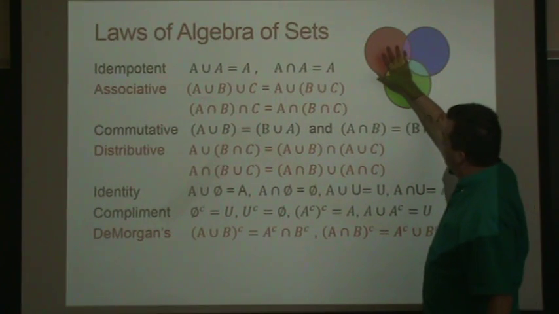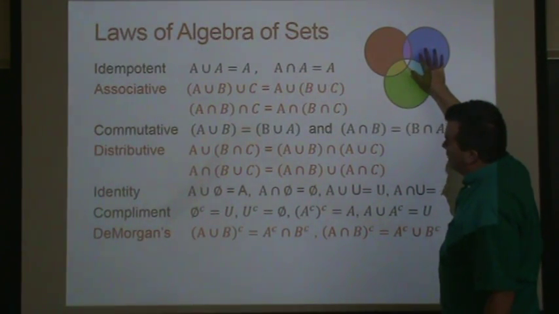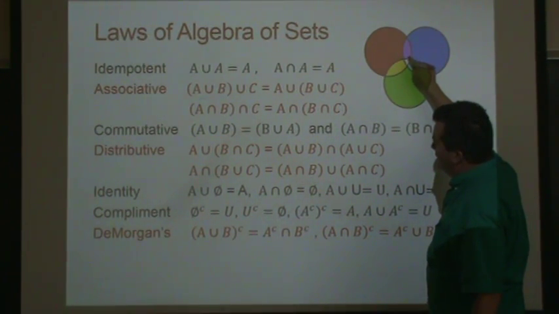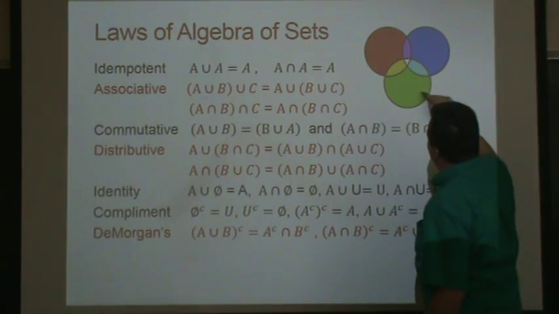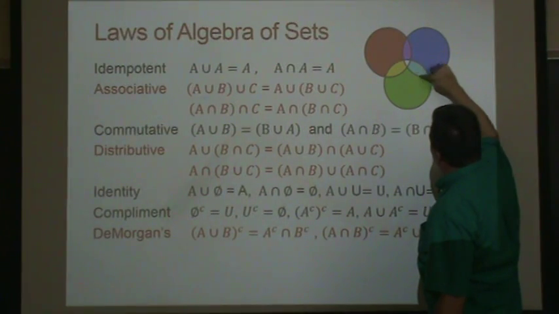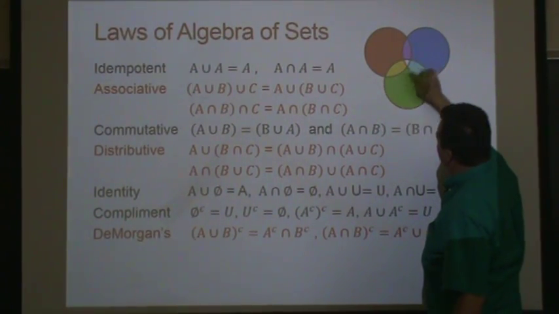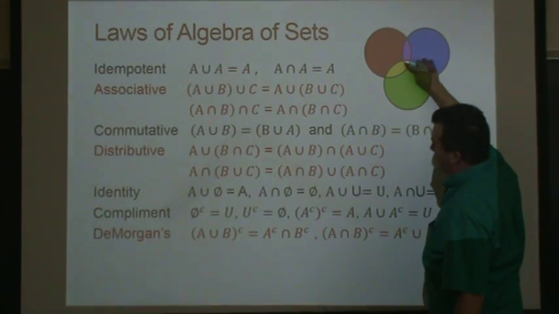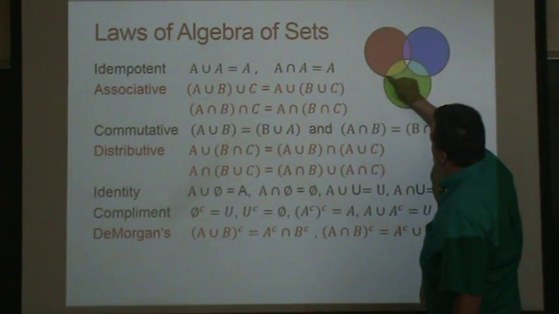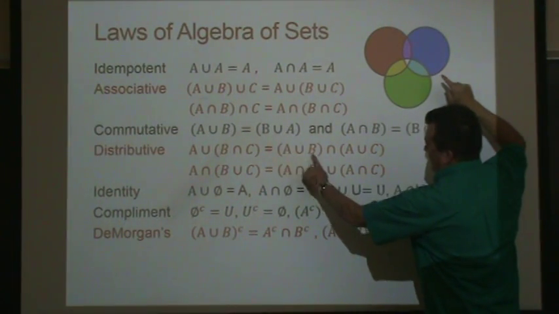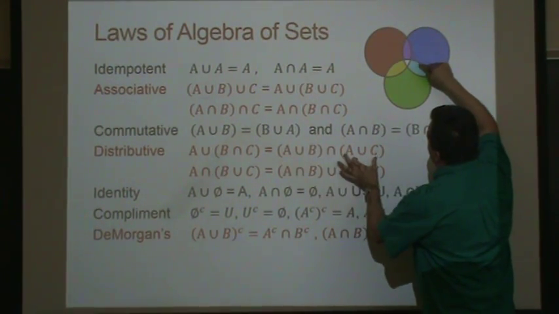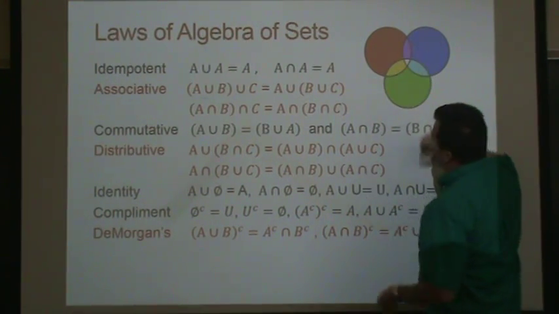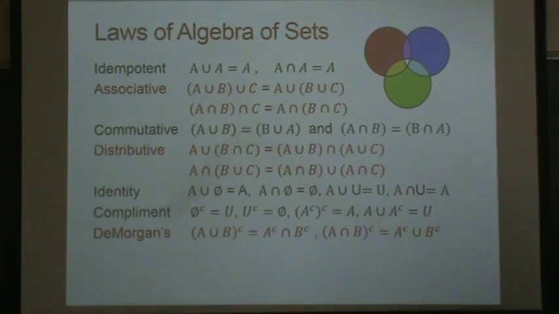If you took, let's say, the red and the blue, let's say this is A, B, and C. The intersection of B and C would be here, and then you want to union that with A. That would be the same as taking A and unioning it with B, and taking A and unioning it with C, and then taking the intersection of those two.